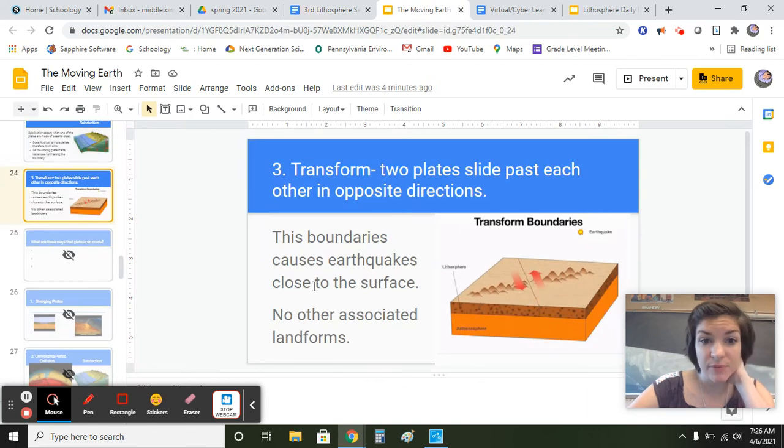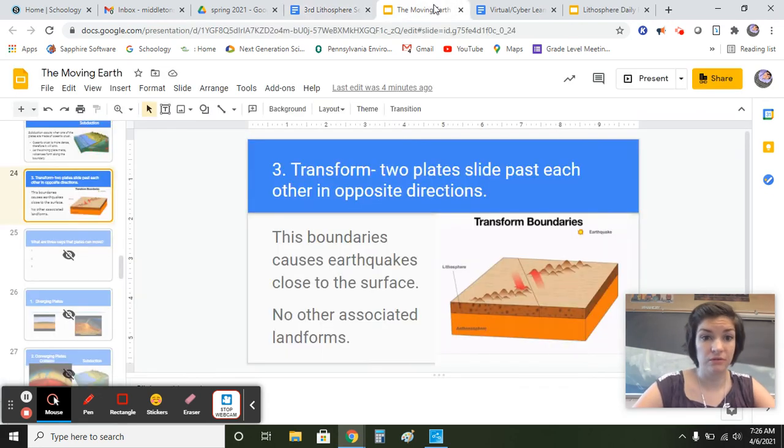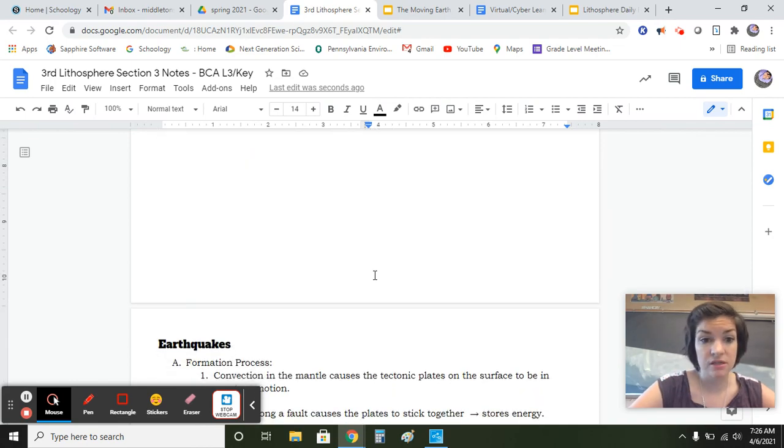So what do we got here? This boundary causes earthquakes close to the surface. And there's no other associated landform. So no mountains, no volcanoes, no rifting. There's none of that. It's just earthquakes.